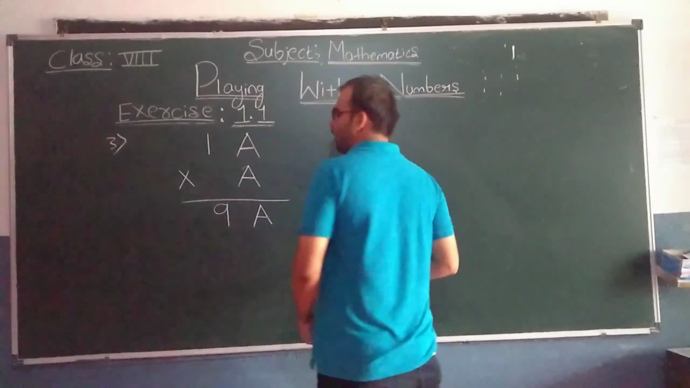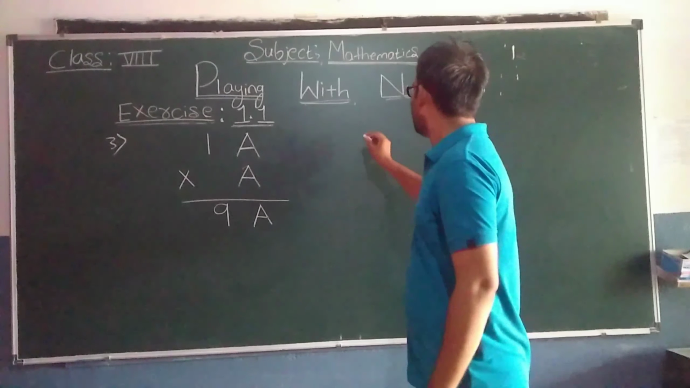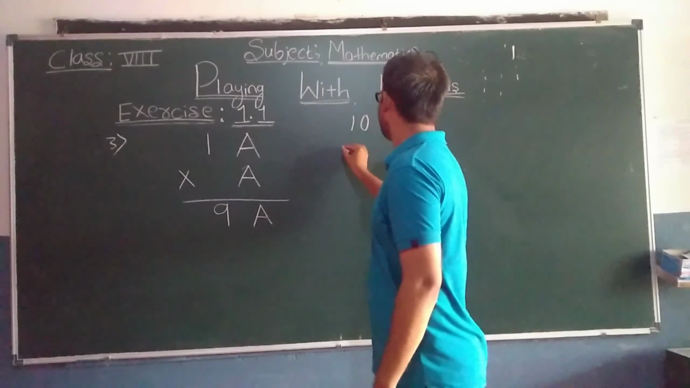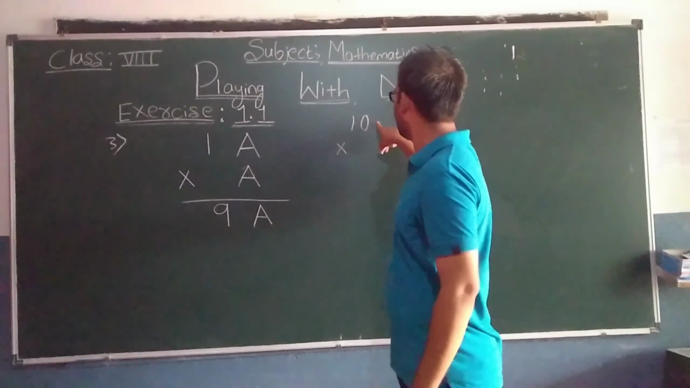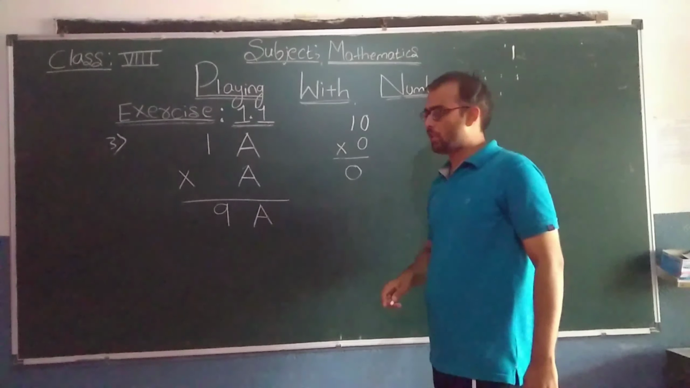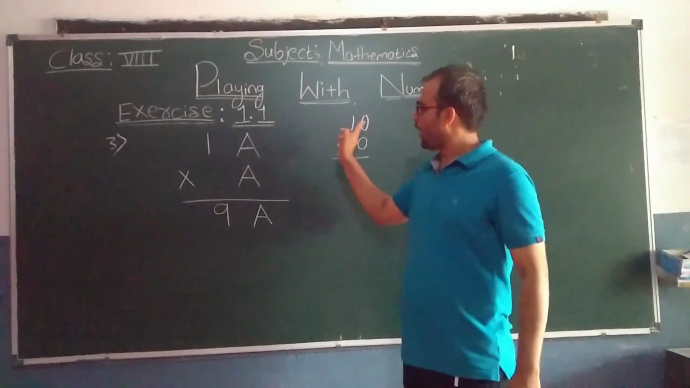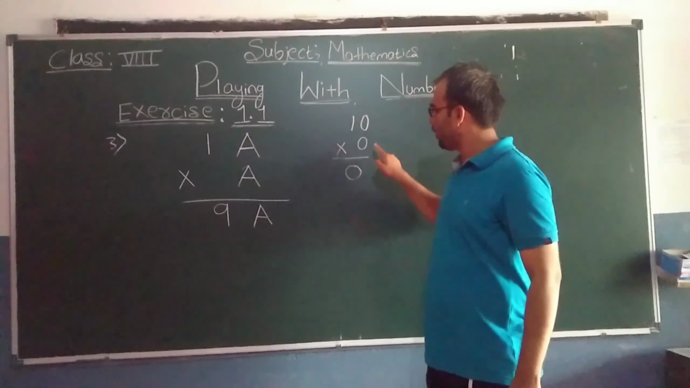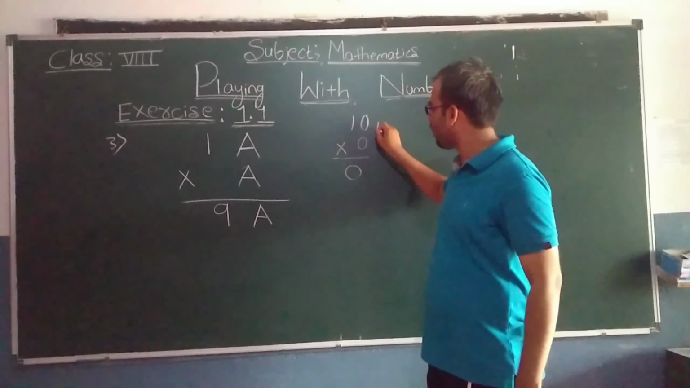So let us take the value of a as 0. So here 1 into 0. Here a is 0, no? We have assumed a as 0. So 10 into 0, and the result will be what? 0. Look, listen here. When we take a as 0, it will become 10, and 10 into 0 will be 0. So this is wrong, no?